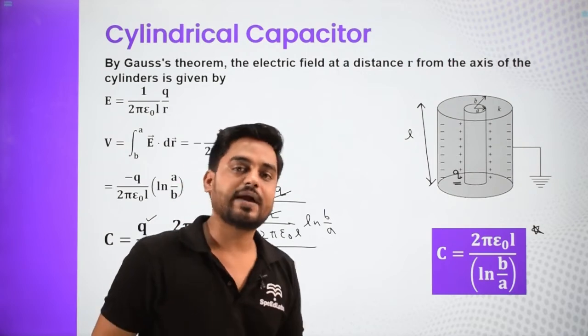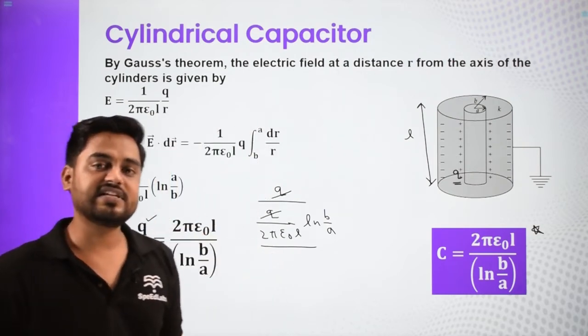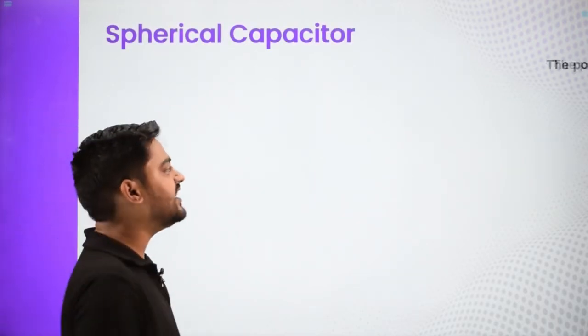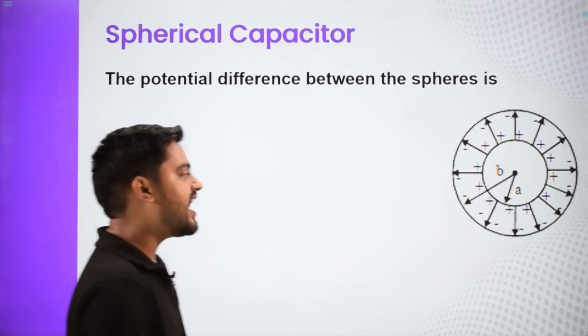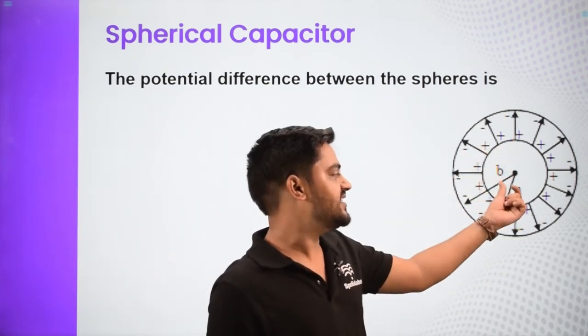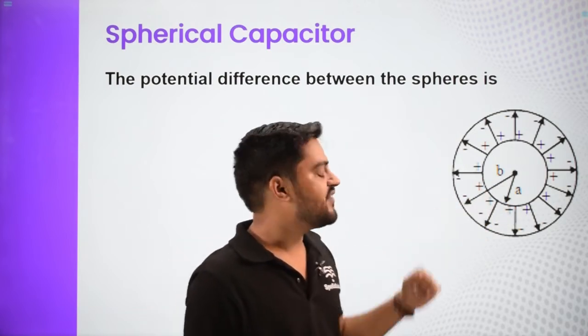So this is the capacitance of a cylindrical capacitor. You need to remember this formula. Now let us discuss the spherical capacitor. So basically, what is a spherical capacitor? A spherical capacitor is made up of two concentric spheres. The inner sphere has a radius of A, the outer has a radius of B.